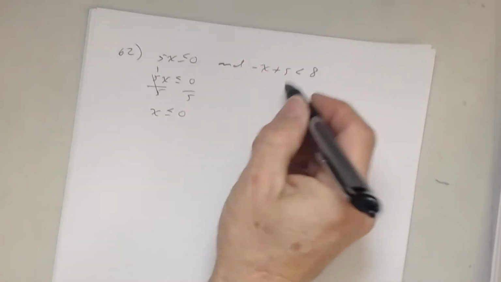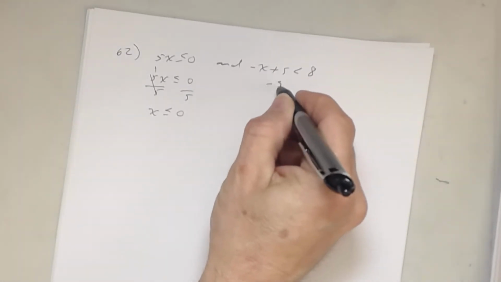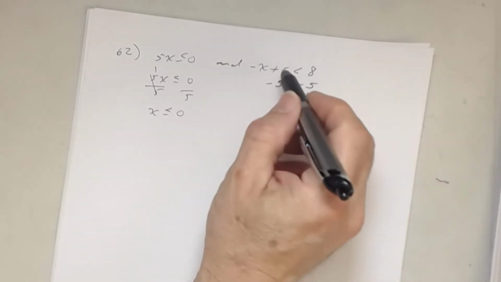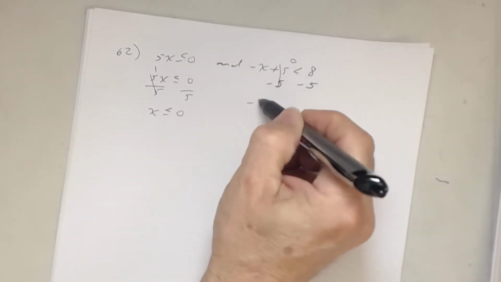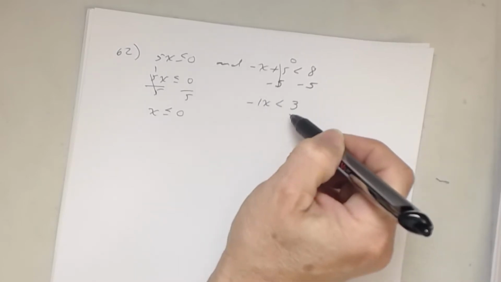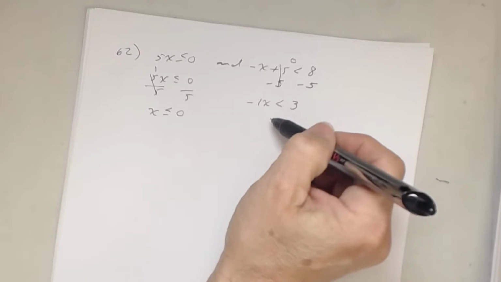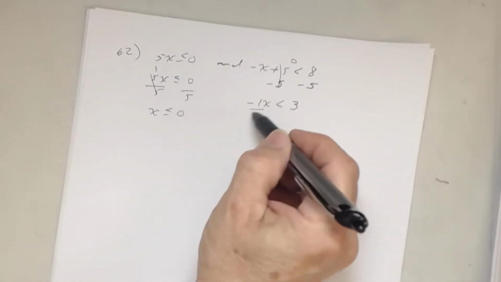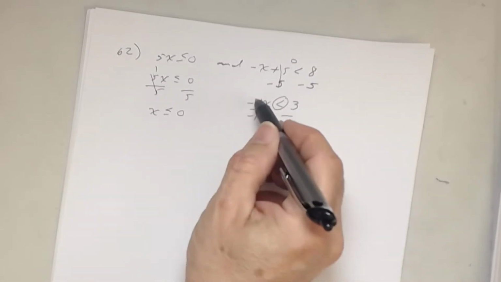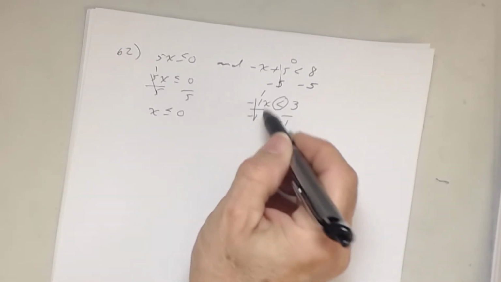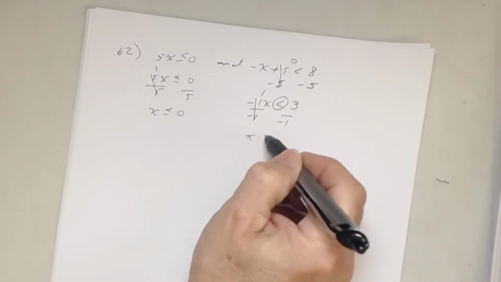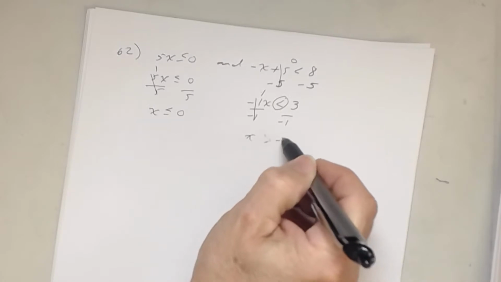All right, over here, how to get x by itself? Subtract 5 from both sides. So I get negative 1x is less than 3. All right, what's the next step? Divide both sides by negative 1. Since I'm dividing by a negative number, I got to remember to reverse this. So negative 1 divided by negative 1 is 1. 1 times x is x. But my solution would be any number that is what? Greater than negative 3, right?